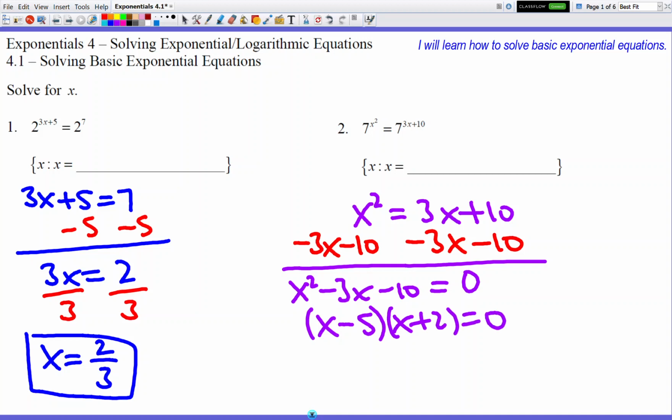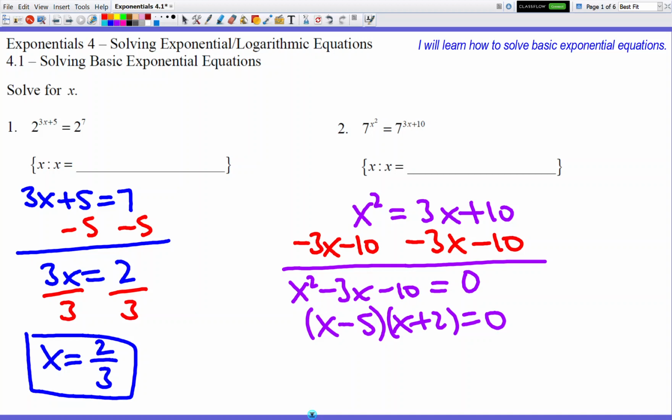If you guys are not too up on the factoring, just look at my factoring review lesson that I have as well. Then you can brush up on your factoring in case you forgot. Okay, so we got x minus 5, x plus 2 is our factored form of this quadratic.